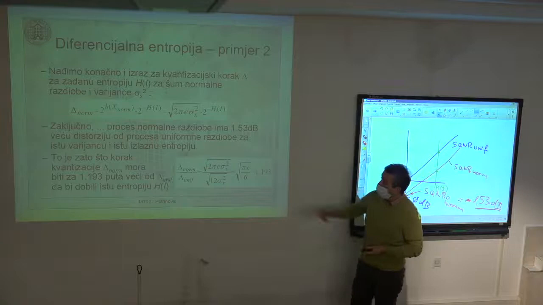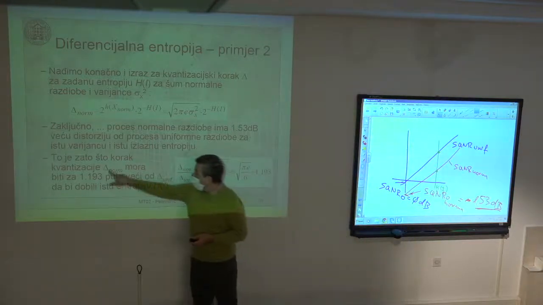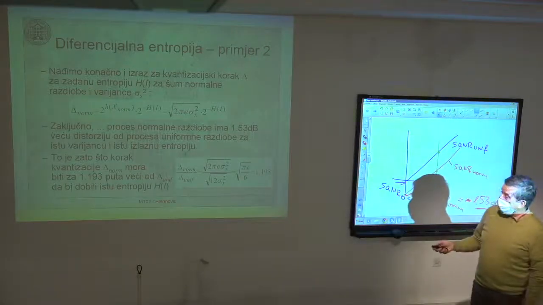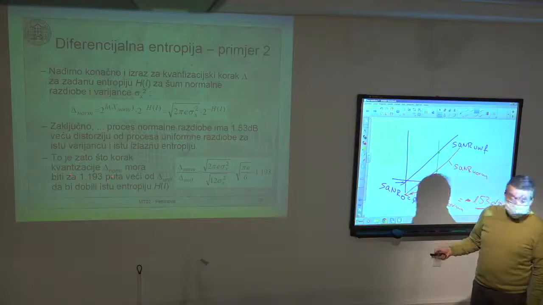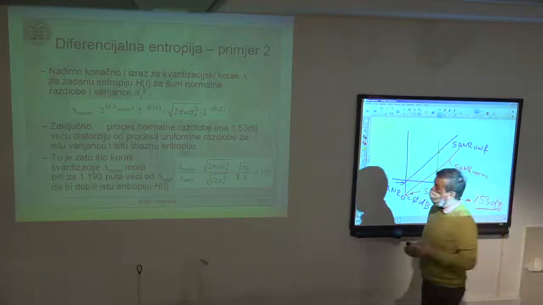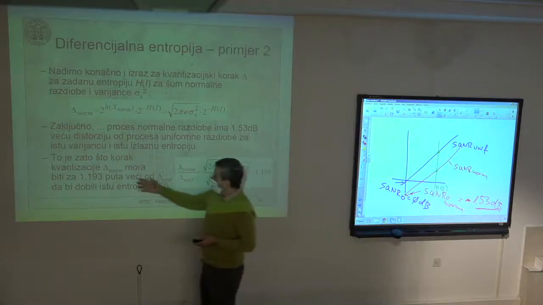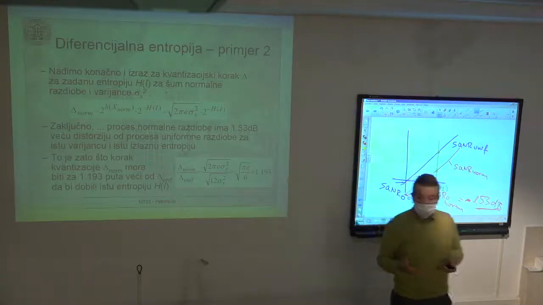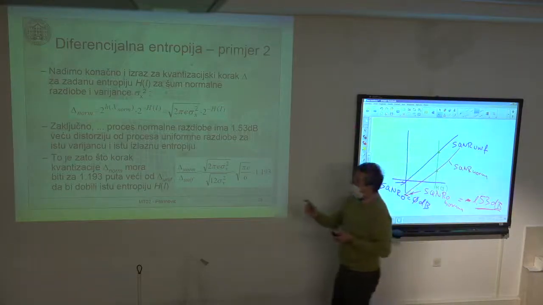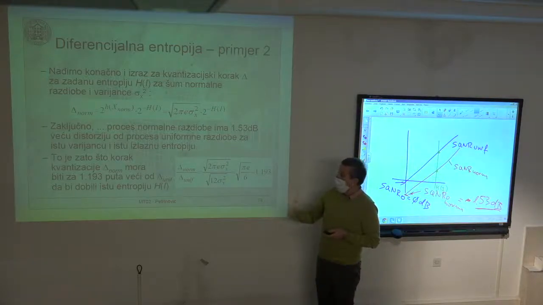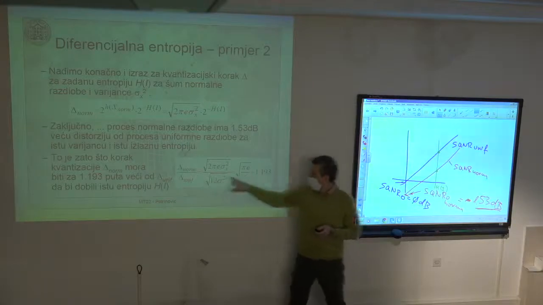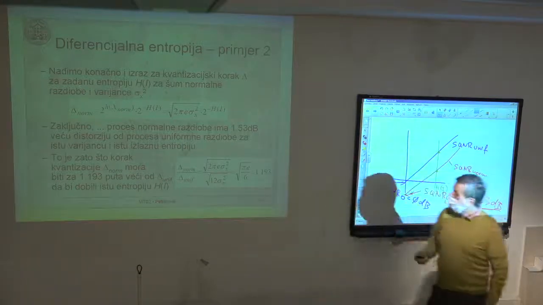And the reason for this is that actually the required step size for the normal distribution to achieve the same rate must be larger, 1.193 times larger than for the same case with uniform distribution. So this uniform distribution is, I would say, less complicated to quantize than the normal distribution. If I have normal distribution, the step size must be larger. And automatically it means distortion is larger, quality is lower for the same rate. And this ratio between the step size, normal distribution, uniform distribution, is this 1.193.